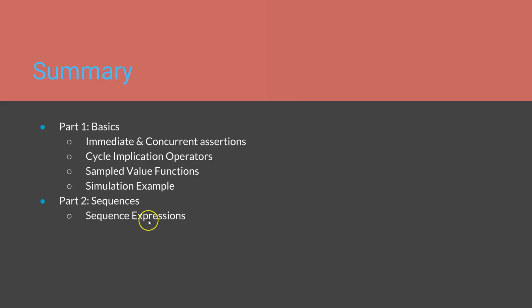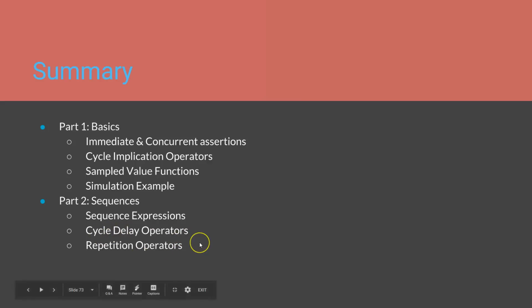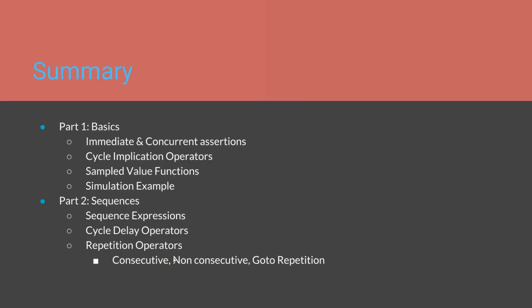Then you have seen that all sequences are made with sequence expressions, cycle delay operators, and repetition operators. You have learned in detail that there are different varieties of operations that are possible with cycle delay operators and repetition operators. And you have also learned consecutive, non-consecutive, and go-to repetition expressions. And by using all of these, you are able to build more complex sequences that are required to specify the complex behavior of the DUT.